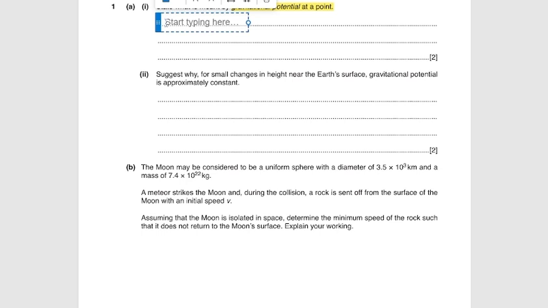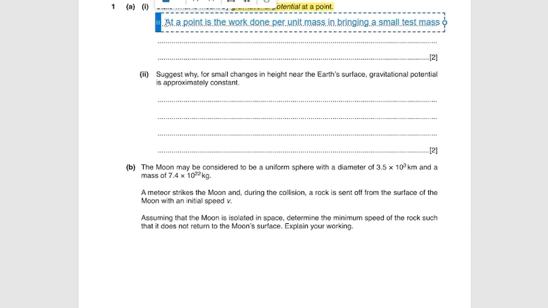That is, gravitational potential at a point is the work done per unit mass in bringing a small test mass from infinity to the point.